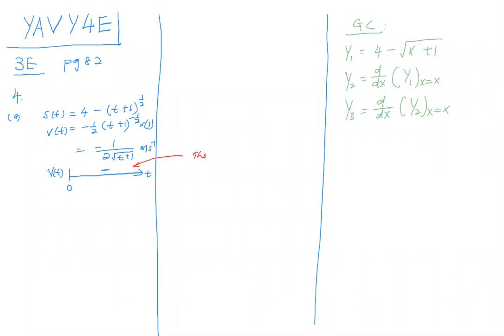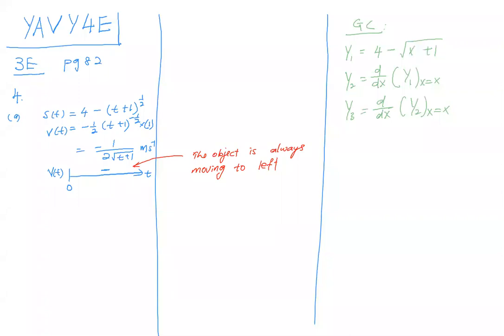The object is always moving to the left. Nothing to do with the origin. It can be at the left side or the right side of the origin. So does the particle stop? Does the particle stop? No. So the particle never stops, but it is always moving to the left.